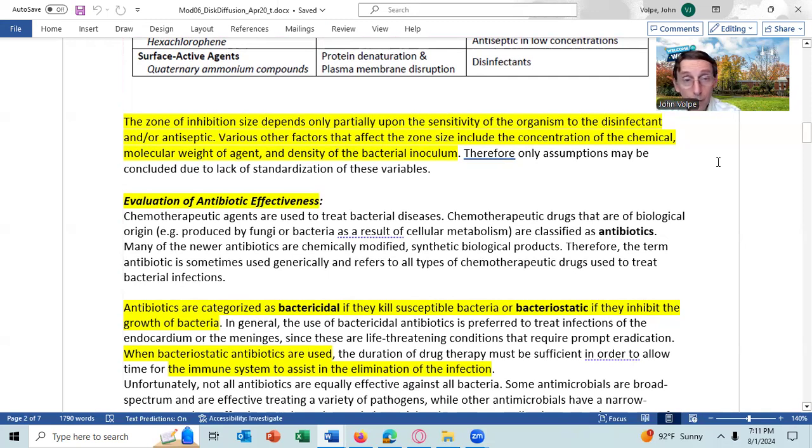The reason for the molecular weight affecting the zone of inhibition is the larger the disinfectant, the less it will diffuse through the agar. And so the larger it is, the smaller the zone of inhibition. Therefore, we have to standardize some of these variables when we're evaluating the effectiveness of an agent, such as an antibiotic.